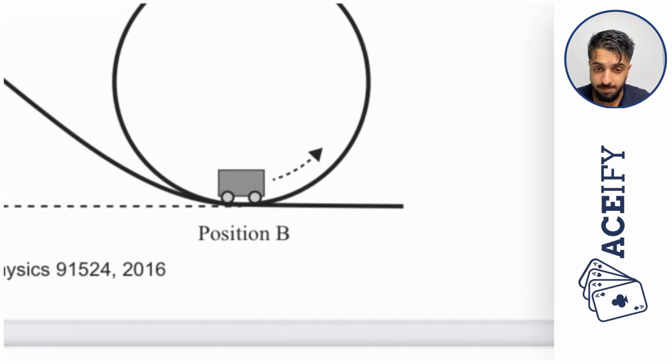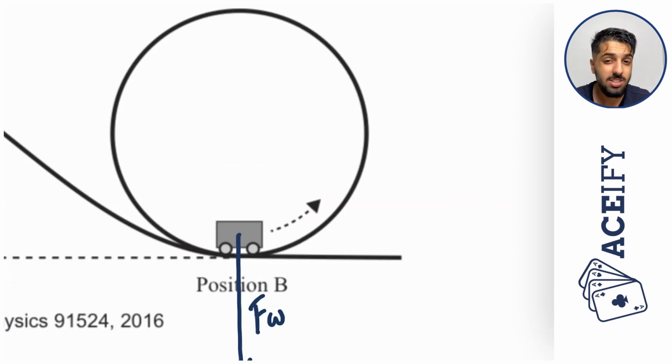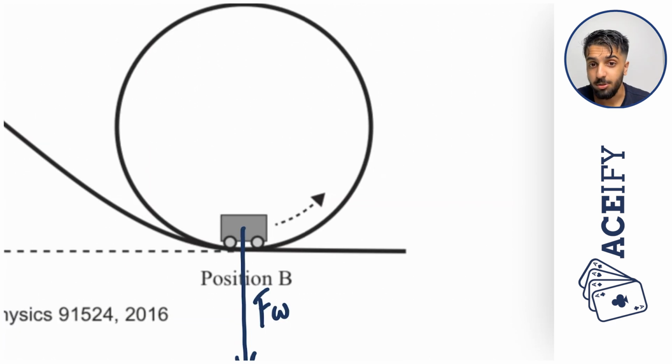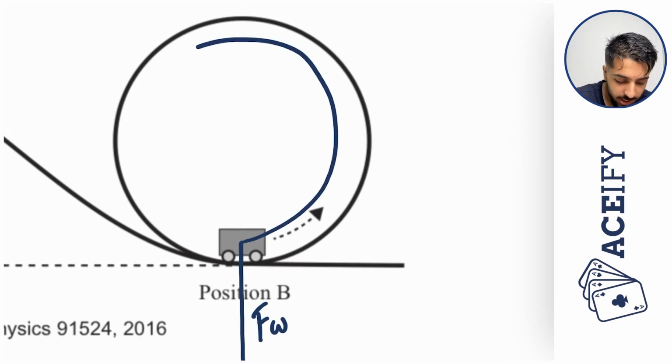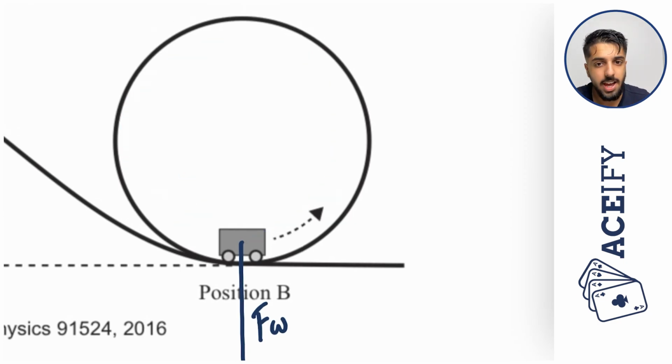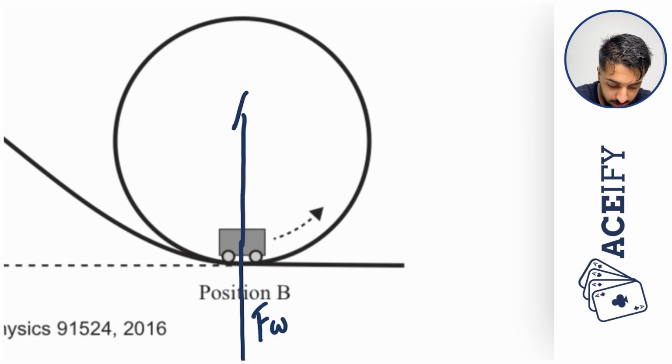Now at position B, again, we still have a weight force acting downwards, and there still is going to be a normal force. However, in position B, the car is now moving in a vertical circle. Because of this, there has to be a centripetal force provided. We know the centripetal force always acts towards the center of the circle, so it's acting in this direction. And the only force that is acting in that direction is the normal force. And therefore, the normal force also has to provide the centripetal force, and therefore, the normal force is going to be greater than the weight force.